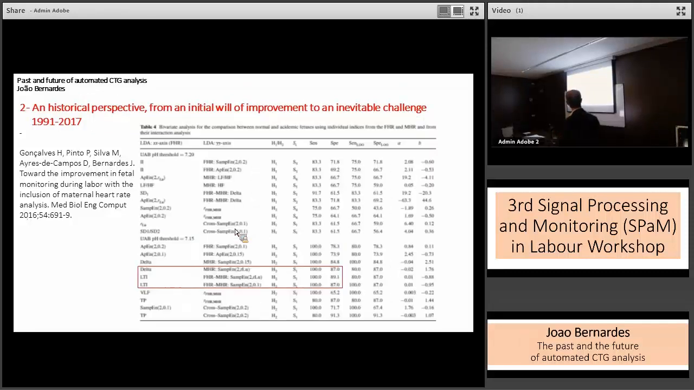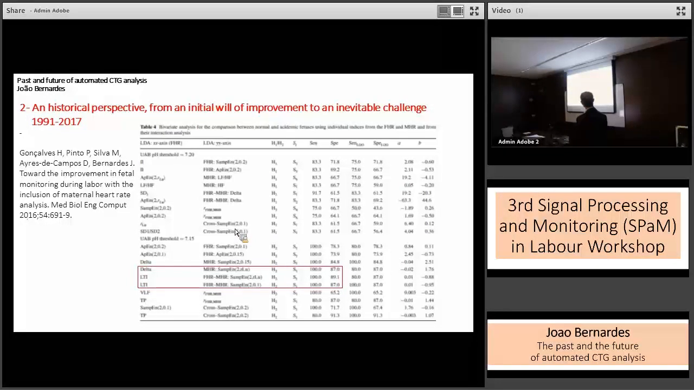Okay, this is the same paper, and this is bivariate analysis with a combination of maternal and fetal heart rate indices, and you see here that this may be a way to proceed to improve our results.